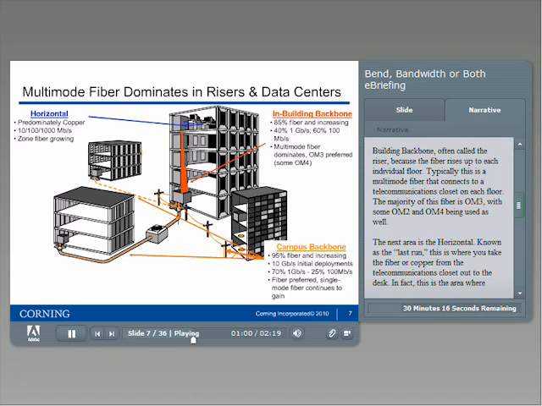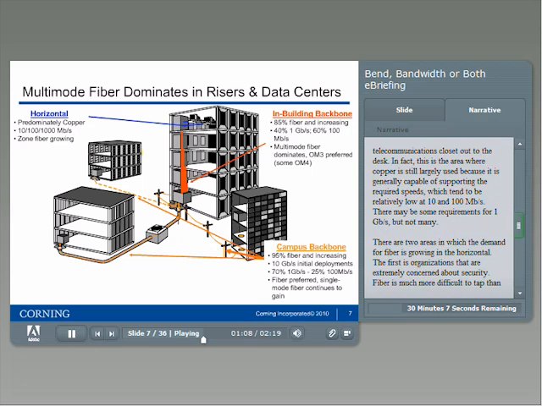The next area is the horizontal. Known as the last run, this is where you take the fiber or copper from the telecommunications closet out to the desk. In fact, this is the area where copper is still largely used because it is generally capable of supporting the required speeds, which tend to be relatively low at 10 and 100 megabits per second. There may be some requirements for 1 gig, but not many. There are 2 areas in which the demand for fiber is growing in the horizontal.